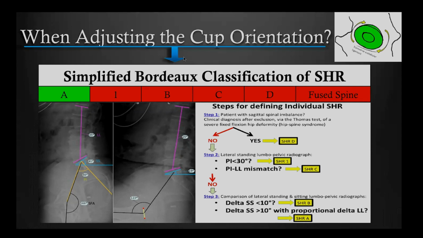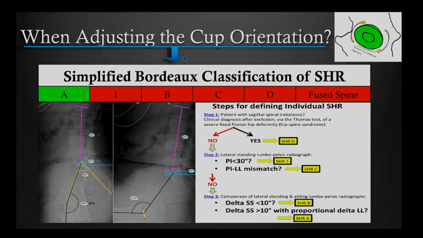If it looks normal, then look at your standing lumbopelvic radiograph. If the patient has a very small pelvic incidence below 30 degrees, it is a spinal relationship type 1. Then you look at the mismatch between the pelvic incidence angle and the lumbar lordosis angle. If there is a significant mismatch with a lower lumbar lordosis angle, meaning the patient has flat back syndrome when standing, then this is a spine aberration type C.